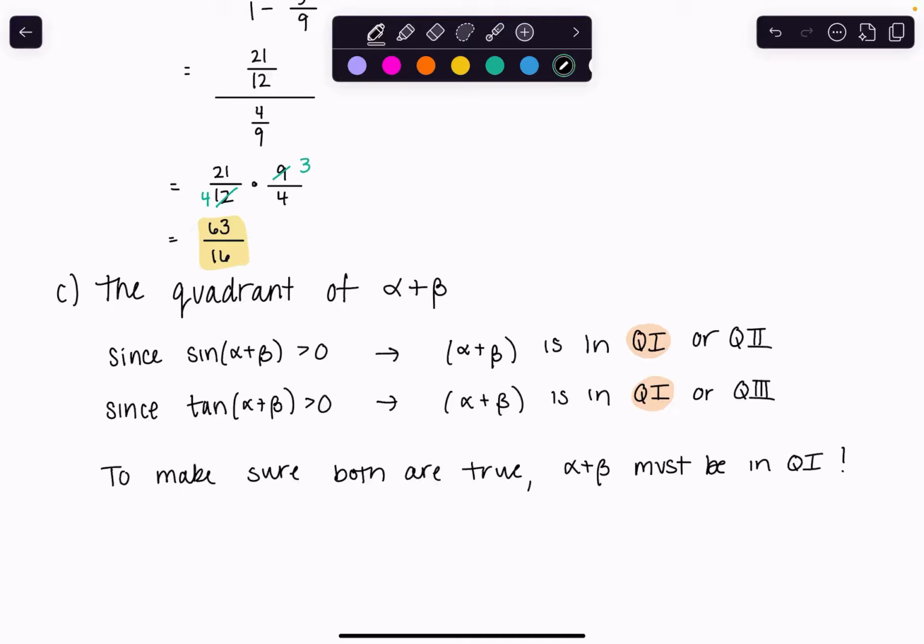So this only works because I knew two trig functions and I knew their signs for each of them. If I knew about sine of alpha plus beta and cosecant of alpha plus beta, all I'd be able to do is narrow it down to quadrant 1 or quadrant 2. I wouldn't know for certain. But because I had both of them, I immediately could tell the quadrant using our all students take calculus.